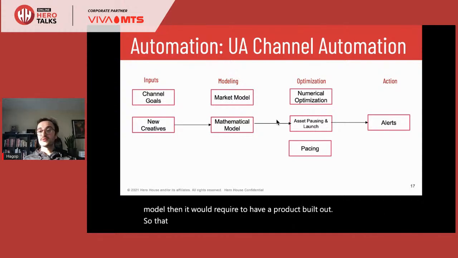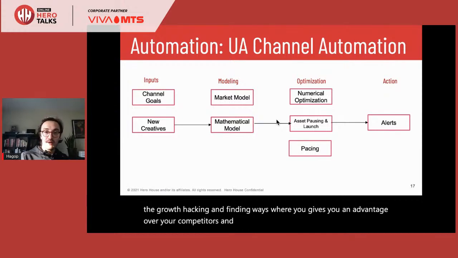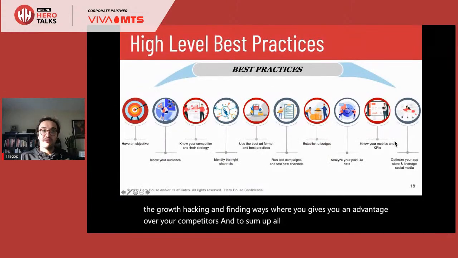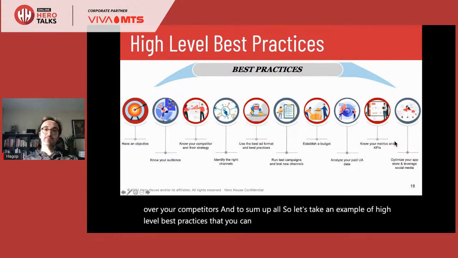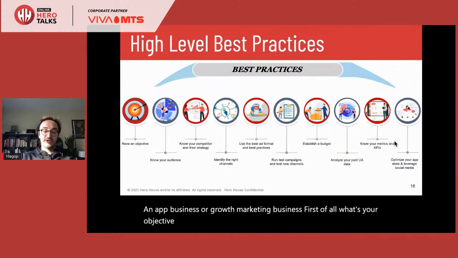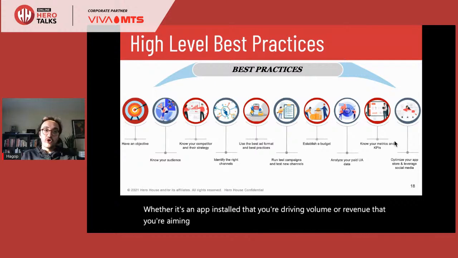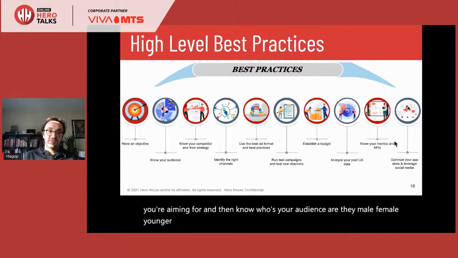So that was the fourth pillar of growth marketing, which was growth hacking and finding ways that give you an advantage over your competitors. And to sum it all up, let's take an example of high level best practices that you can apply within an app business or growth marketing business. First of all, know what your objective is, whether it's app installs where you're driving volume, or revenue that you're aiming for. Then know who your audience is. Are they male, female, a younger demographic, an older demographic?